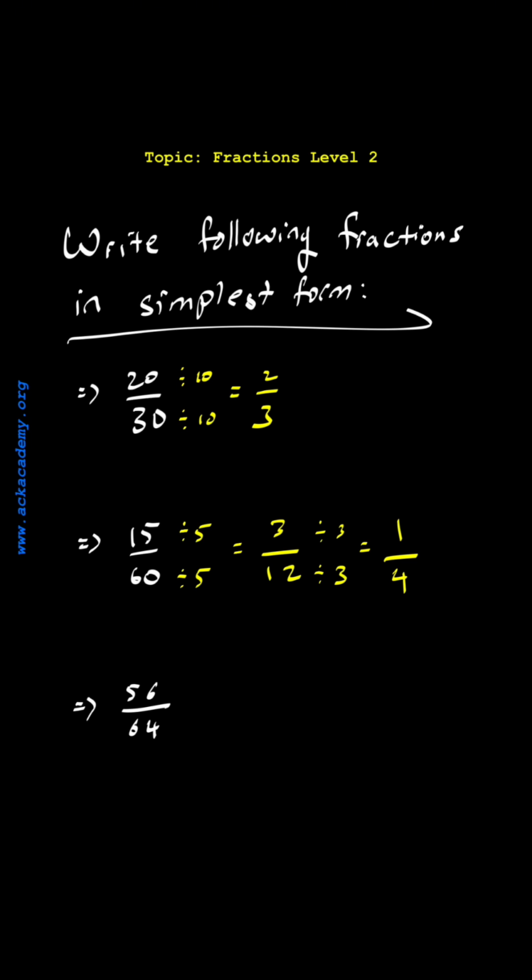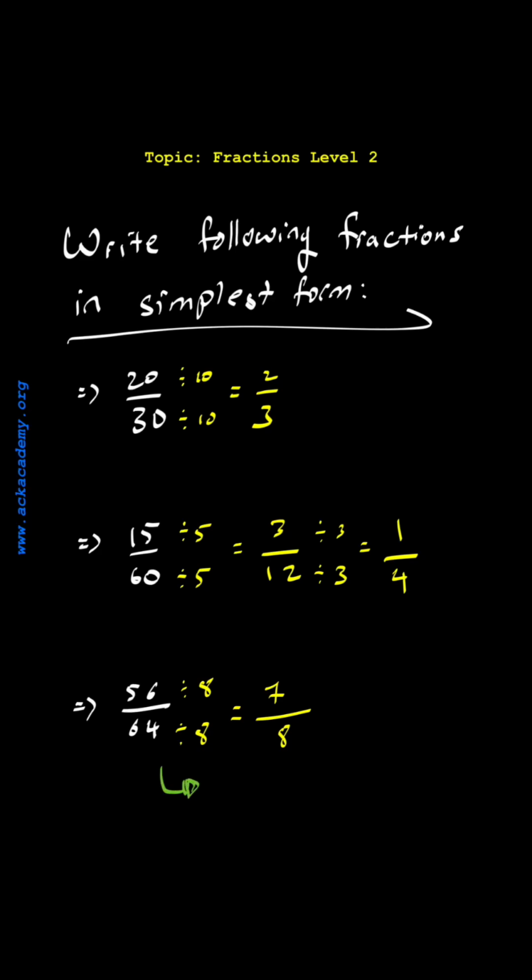We have 56 over 64. Now, if you know your times table well, maybe not immediately, but you'll notice that you can divide the numerator and the denominator by 8. 56 divided by 8 is 7, and 64 divided by 8 is 8. And there's no other number I can divide the numerator and denominator by such that it can get reduced even more. Now, let's say you didn't see this. Is there another way to do it? Absolutely.